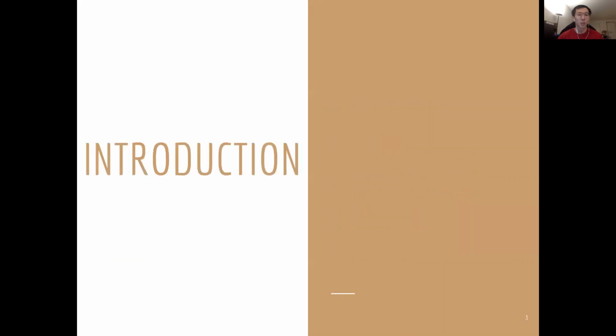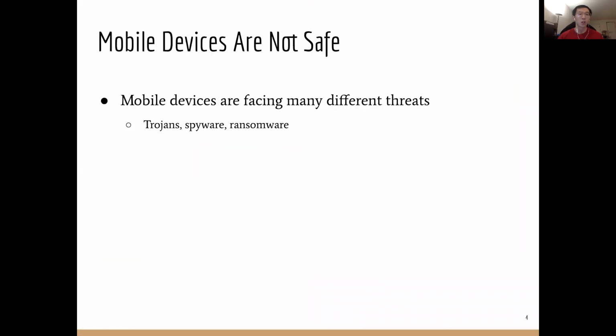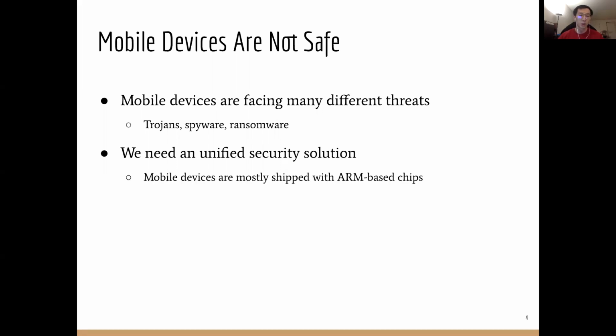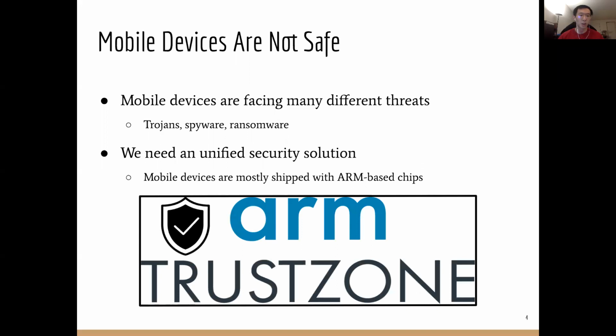First, let me introduce some background knowledge and what motivated us to design RusTEE. As we all know, today's mobile devices are facing multiple security challenges. On the one hand, every year many new types of malware are identified and spread worldwide. Moreover, every year many vulnerabilities are revealed that compromise the mobile OS, such as Android. Since mobile security is a serious concern, and most mobile devices are shipped with chips based on ARM architecture, ARM officially provides its unique system-wide security solution named TrustZone.